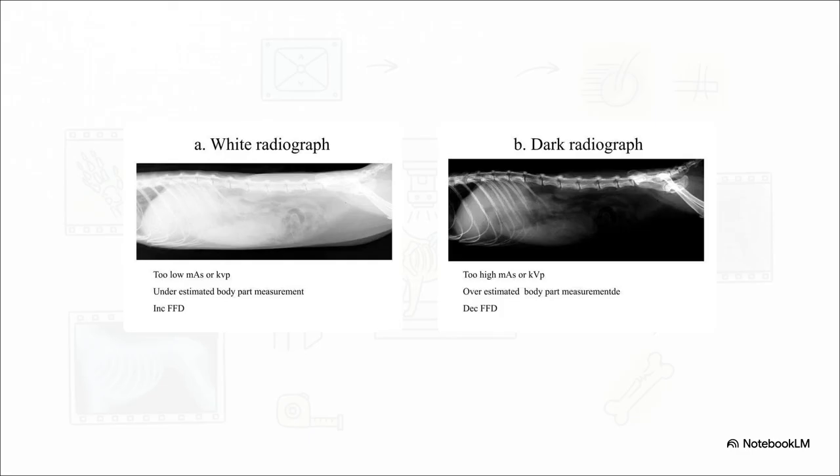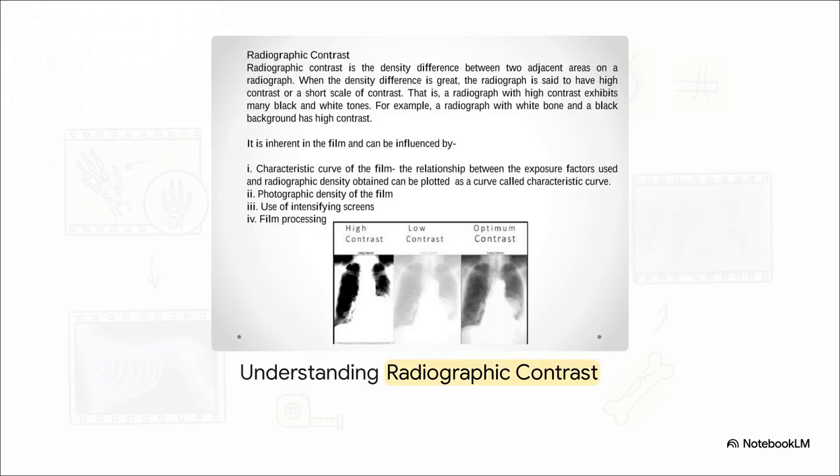On the right, we have a super dark, overexposed radiograph. Here, the settings were too high, the body part was overestimated, or that focal film distance was just too short. In both scenarios, the internal organs are literally lost to us. Now, density's partner in crime is contrast. Radiographic contrast is simply the density difference between 2 adjacent areas on your image. Take a look at the image on the far left. That is high contrast, or what we call a short scale of contrast.